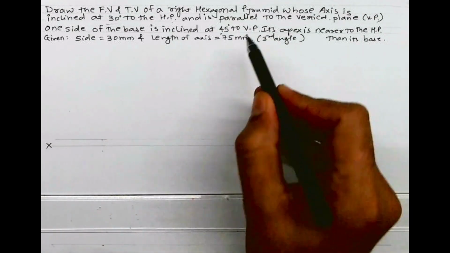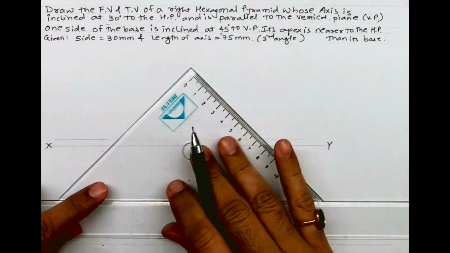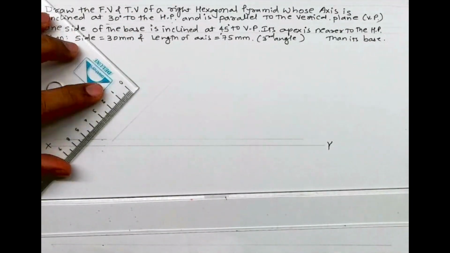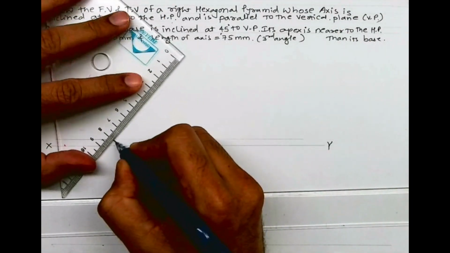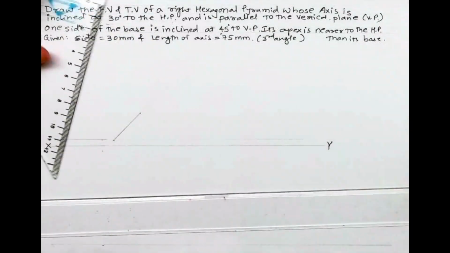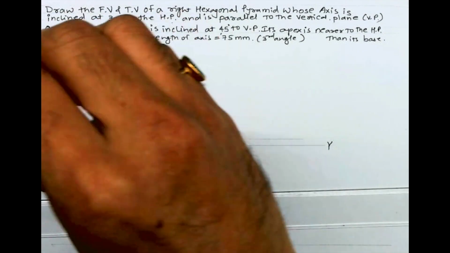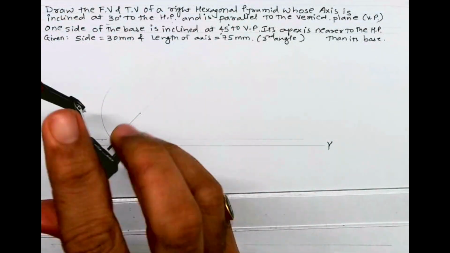So in that we need to draw 45 degree to VP. One side of the base is inclined at 45 to VP. So I will draw 45 degree. On that I'll mark 30. And then I'll draw hexagon like this. I'll take the distance, cut an arc on both the sides.